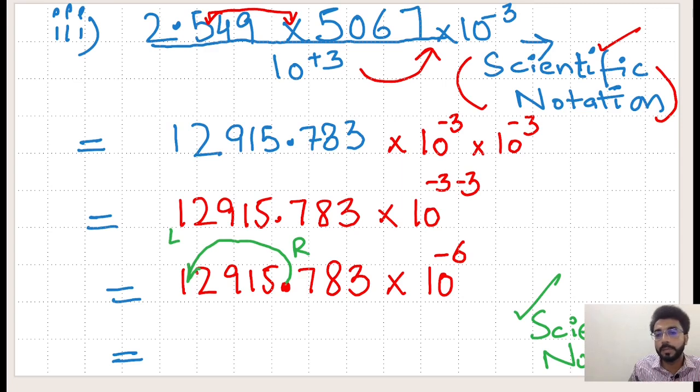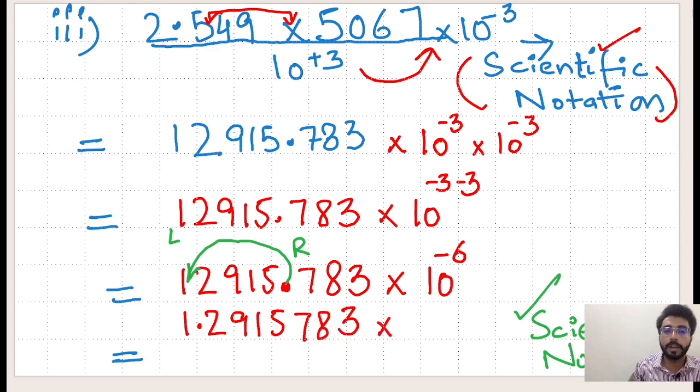It will become 1.2915783 into 10 raised to power, we move 4 digits from right to left, 10 raised to power 4. The exponent will be positive because we move from right to left, into 10 raised to power negative 6.